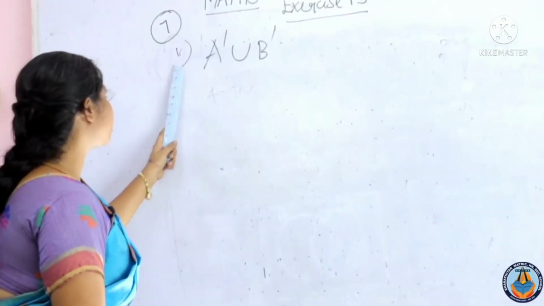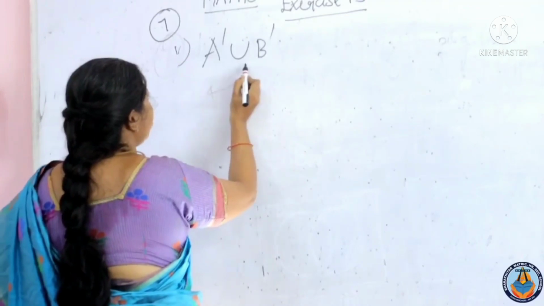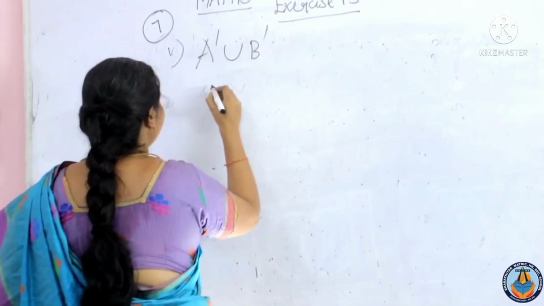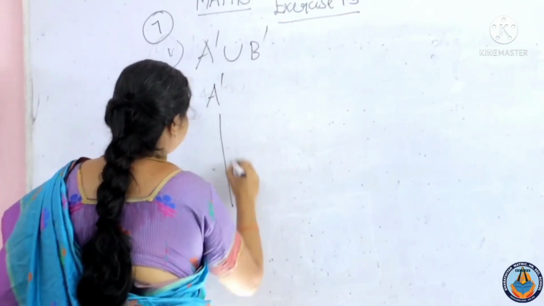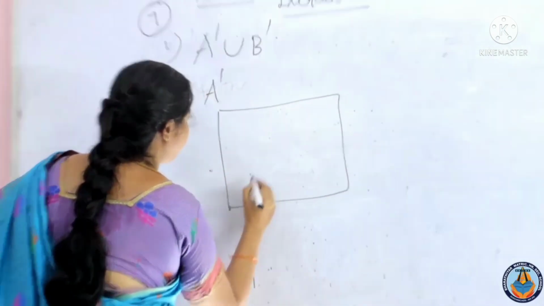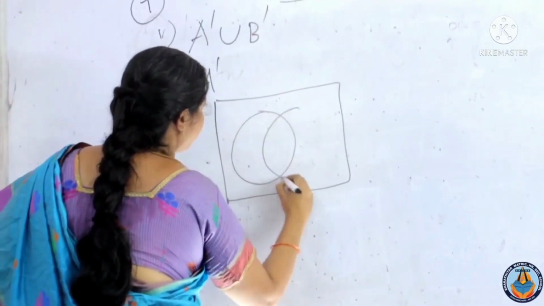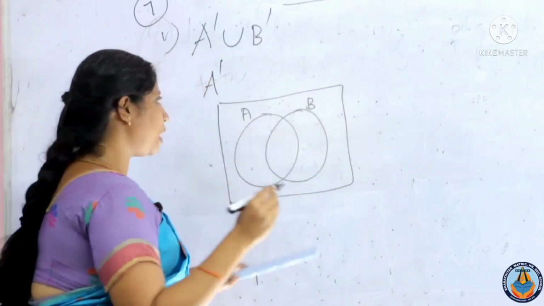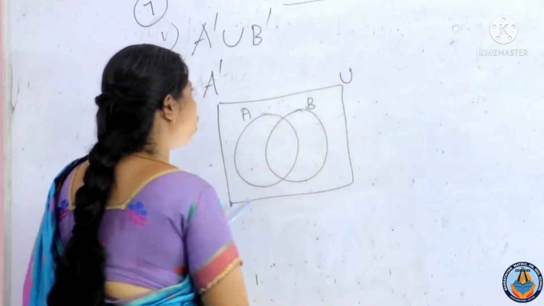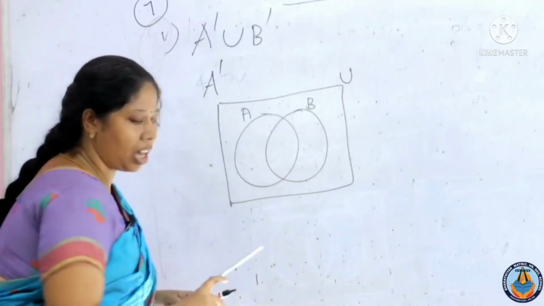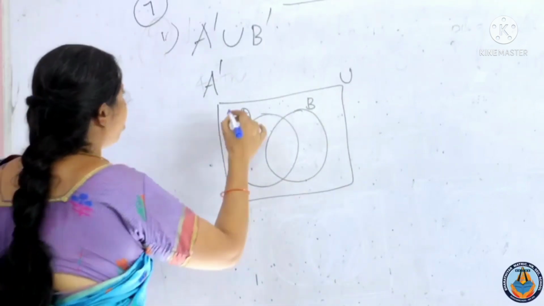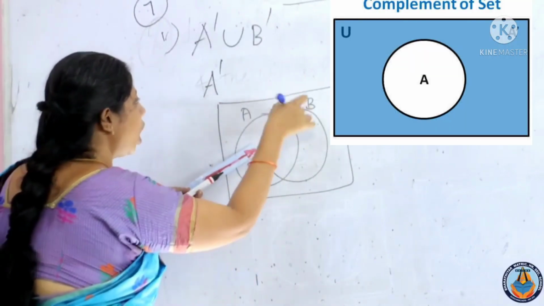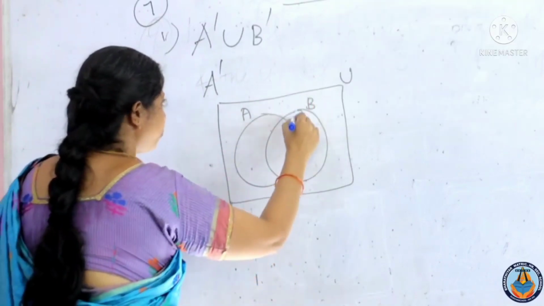Seventh one, fifth subdivision, A dash union B dash. For this you have to draw three diagrams. First you have to find A dash. A and B are two overlapping sets. U is the universal set. Now draw A dash. Except A, you have to shade the other region.